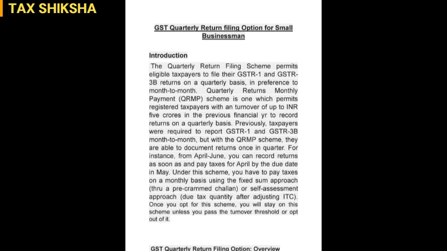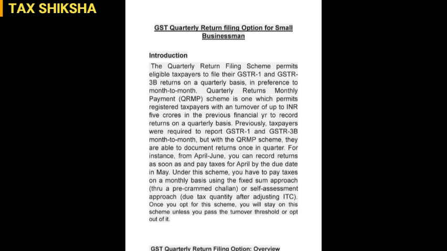Under this scheme, you have to pay taxes on a monthly basis using the fixed sum approach, through a pre-filled challan, or the self-assessment approach, due tax amount after adjusting ITC. Once you opt for this scheme, you will stay on it unless you cross the turnover threshold or opt out of it. GST Quarterly Return Filing Option Overview.